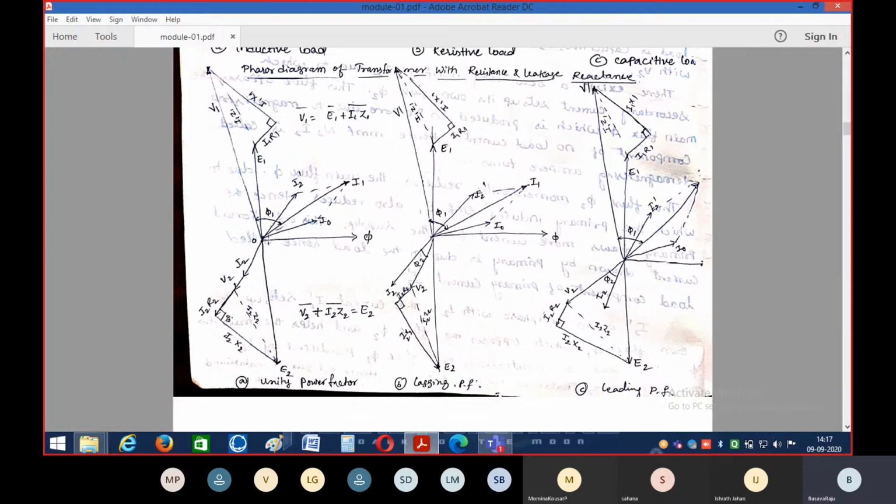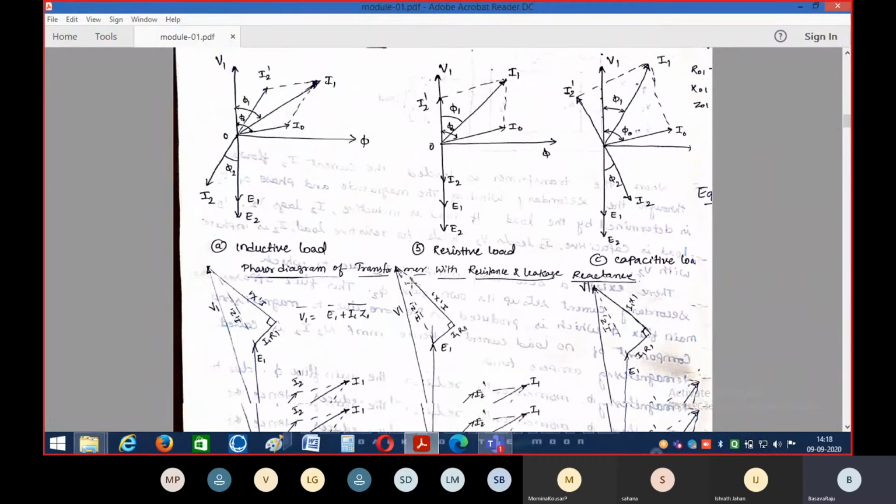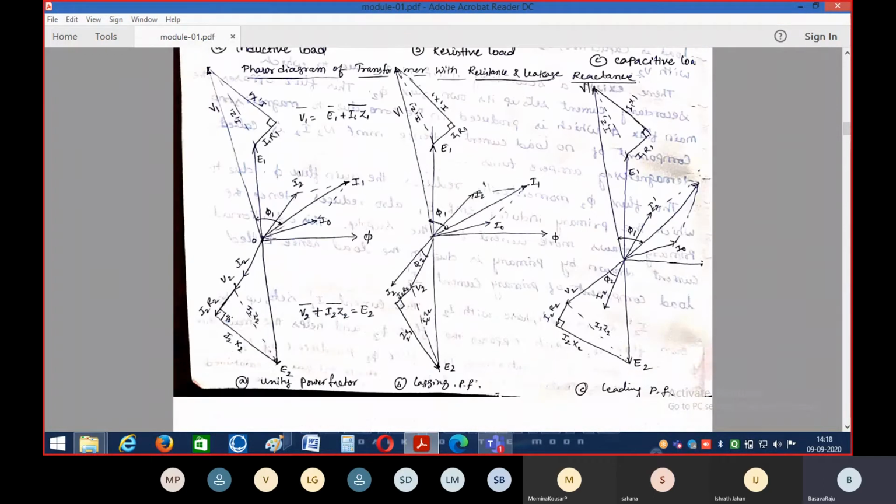So this is a vector which represents minus E1. Now I have directly drawn the I0. I0 always has some angle with respect to phi, so similarly I have drawn the I0 phase. That is the I0 vector. And in order to develop the value of the primary current I1, we should know I2 dash. How can we develop I2 dash?